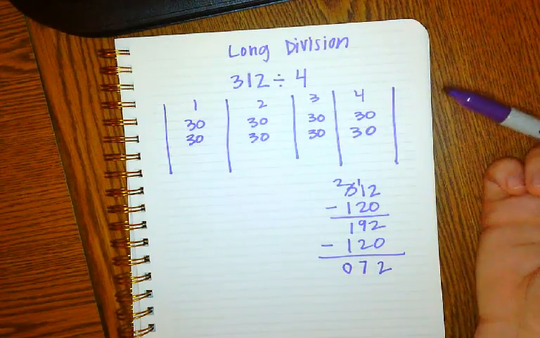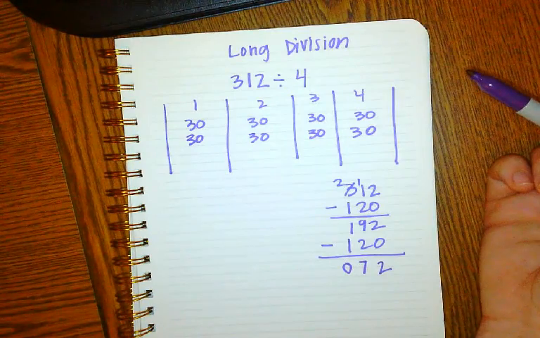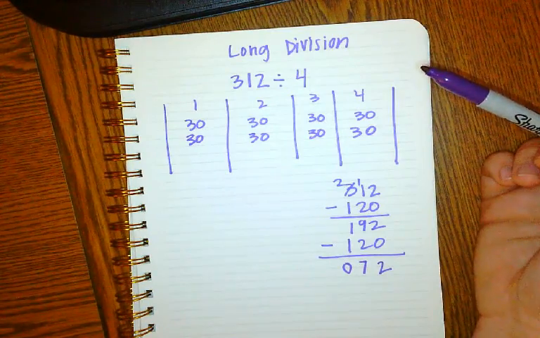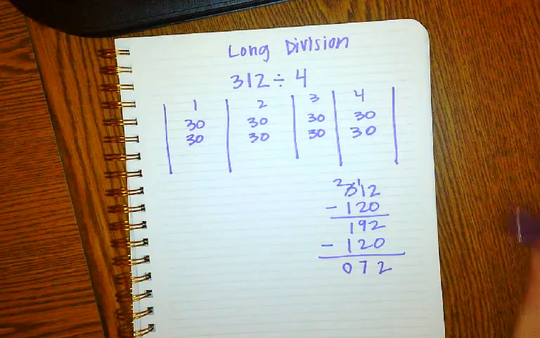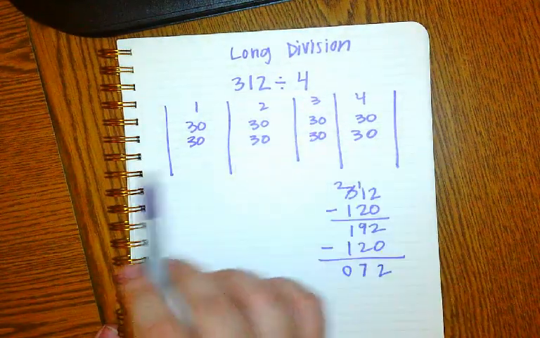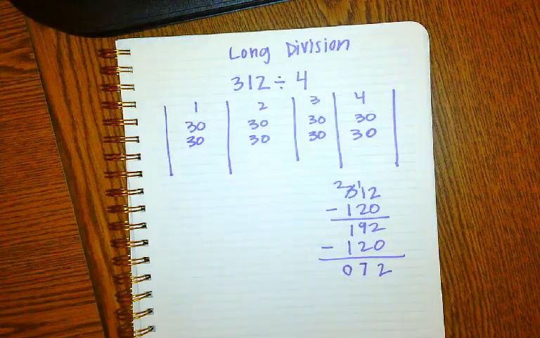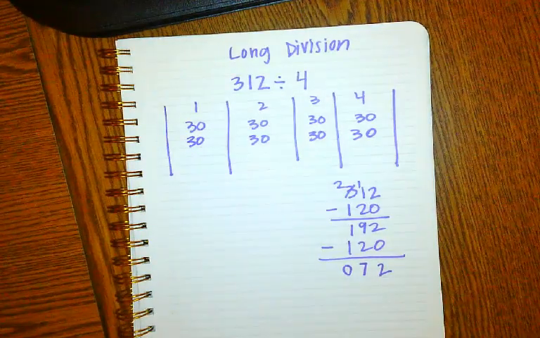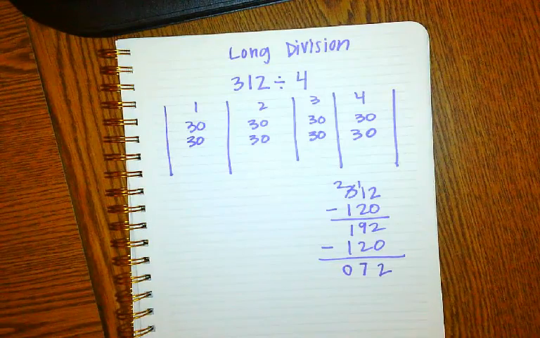What number did we start with total? What's our big number we're splitting up? 312. Yeah, 312. Very good. Can we take away a group of 30 again? No. Olivia, why can't we? Because we don't have enough amount. Yeah, we don't have enough.